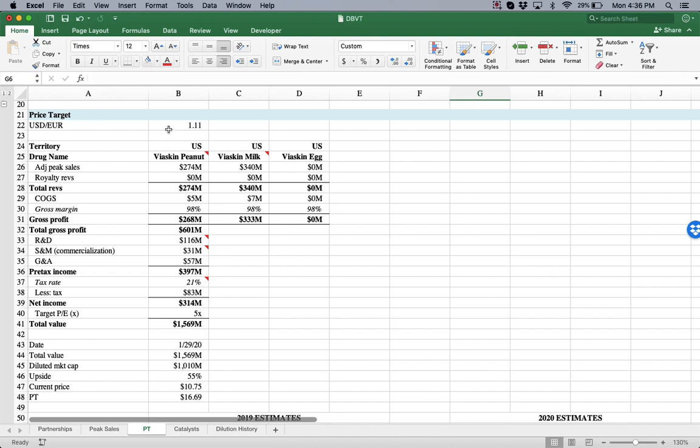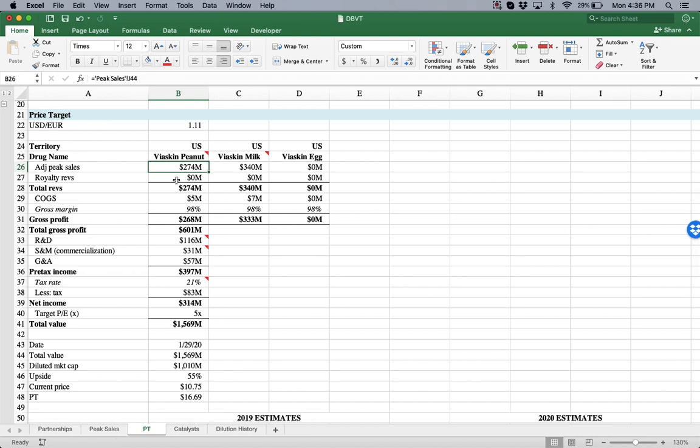This is, like I said, a French company, so they report in euros. So to convert some of their financials into dollars, we have here what the exchange ratio was. And then what you want to show is for each territory how much each different drug candidate is going to do in sales and royalties. And again, this number here is just coming from the previous tab, which we just looked at, the peak sales tab.